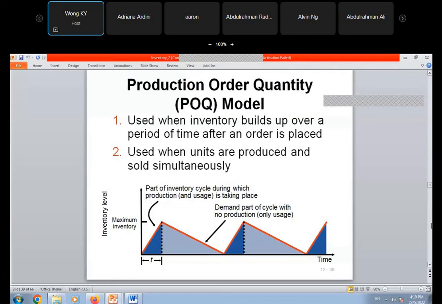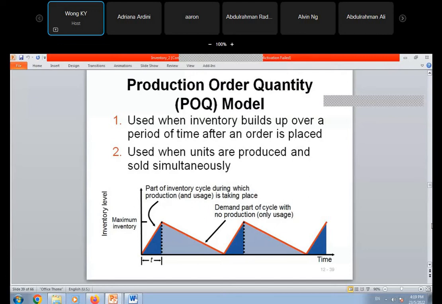So it's different from the EOQ model, because in the EOQ model, the company does not make its own inventory. In the EOQ model, the company purchases the inventory from a supplier. I hope you remember the EOQ model: the company purchases the inventory from a supplier. So when the raw material inventory arrives, the company will use it. So in the EOQ model, it only has the usage phase. It only involves the usage of the inventory.